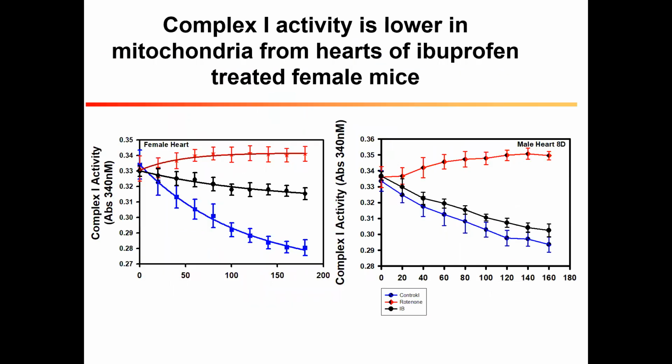So that's telling us what is happening. Where is this ROS coming from? We think it's the mitochondria. Why? We isolate mitochondria and we measure complexes.